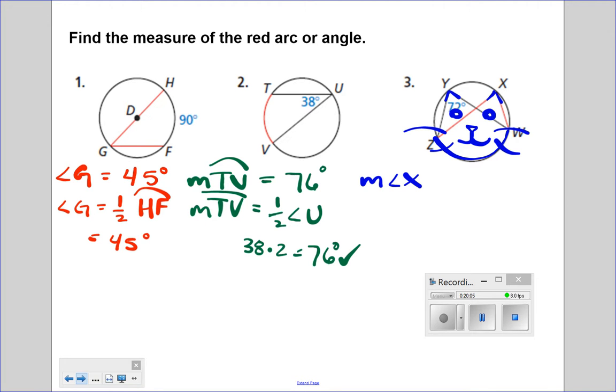So the measure of angle x equals 72 degrees.